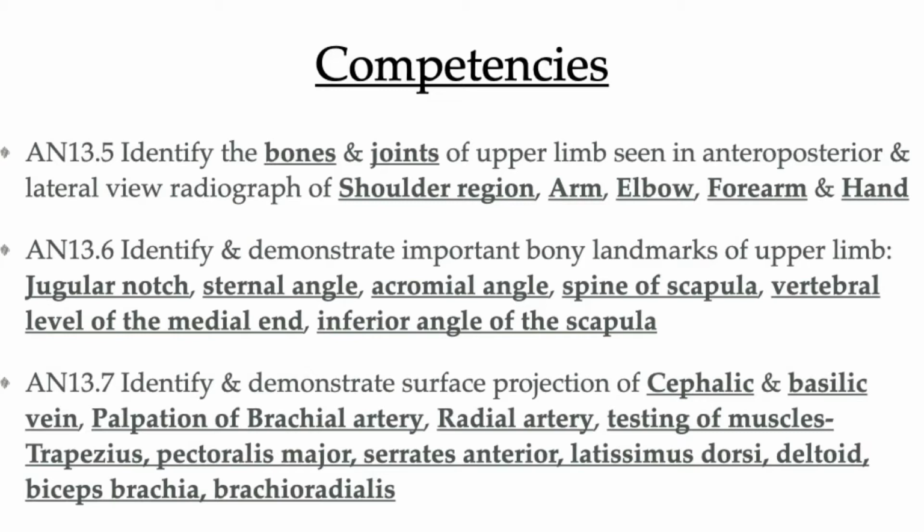Identify and demonstrate important bony landmarks of upper limb, which include jugular notch, sternal angle, acromial angle, spine of scapula, vertebral level of medial end, inferior angle of the scapula. Identify and demonstrate surface projection of cephalic and basilic vein, palpation of brachial artery, radial artery, testing of muscles: trapezius, pectoralis major, serratus anterior, latissimus dorsi, deltoid, biceps brachii, and brachioradialis.